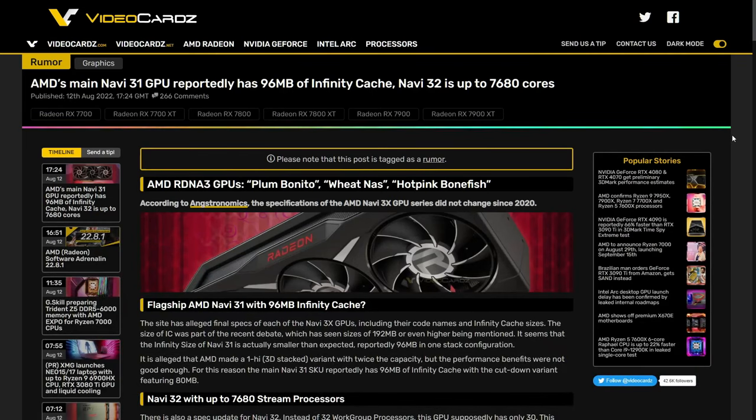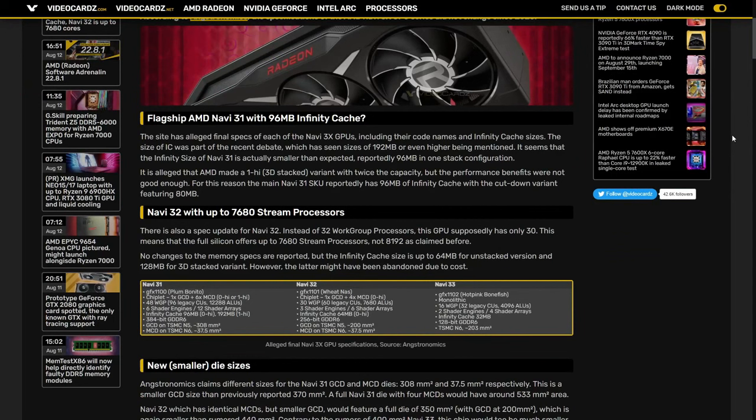And then we have AMD, with the Navi 31 GPU, which is probably the 7900 XT, with 96 megabytes of Infinity cache, and Navi 32 featuring up to 7680 cores. We also have the code names for these GPUs: Plum Bonito, Wheat Nas, and Hot Pink Bonefish for Navi 31, 32, and 33 respectively. All of this information comes from Angstronomics, and the specifications for Navi 3X have not changed since 2020. So let's dive into it.